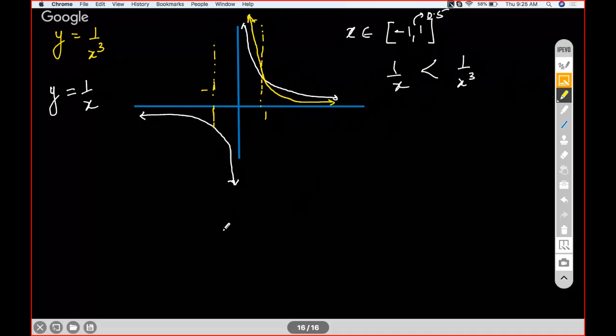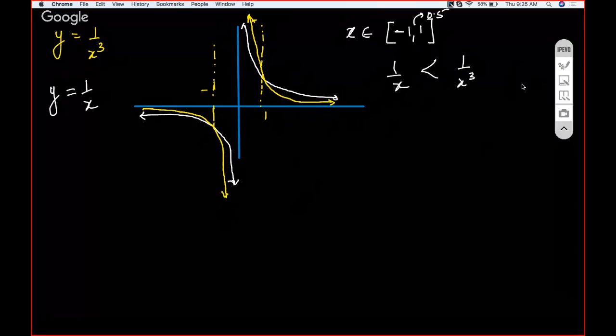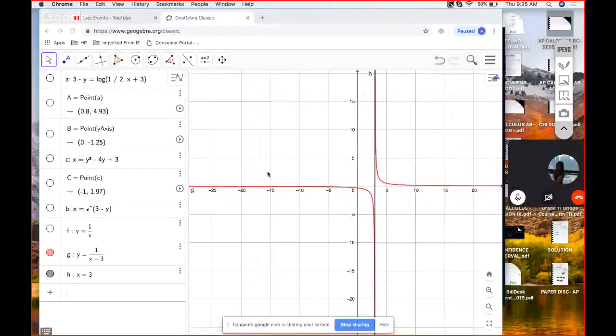When x is greater than 1 or less than -1, 1 by x is greater. Yes. So basically the same story will be repeated here also. Lesser, lesser, lesser, and here it will be more. I'll show you both the graphs together.